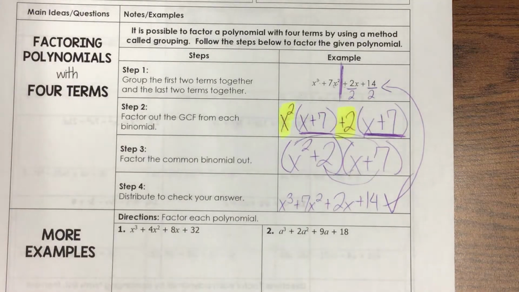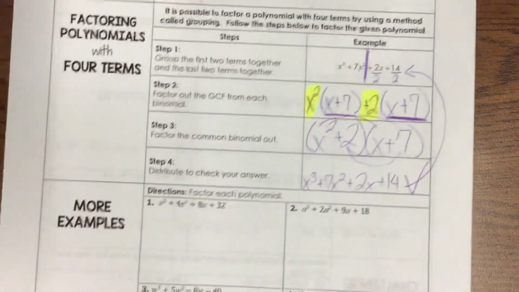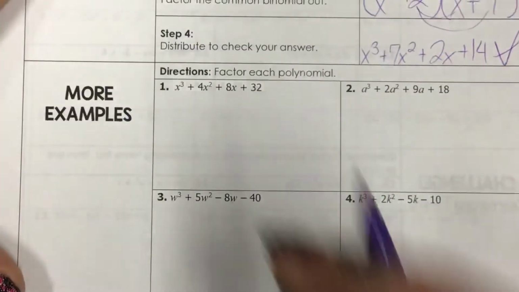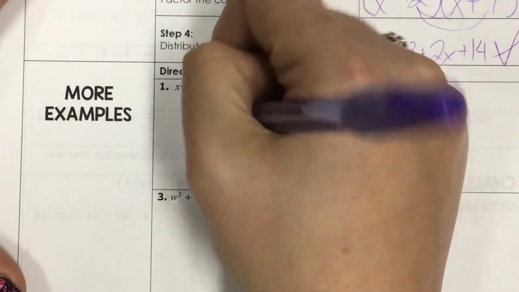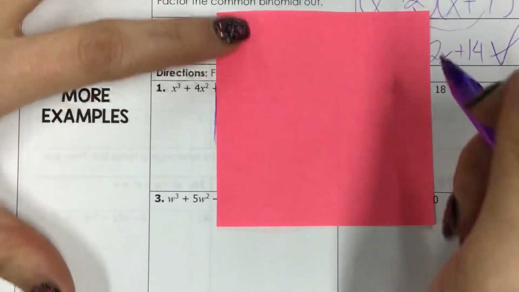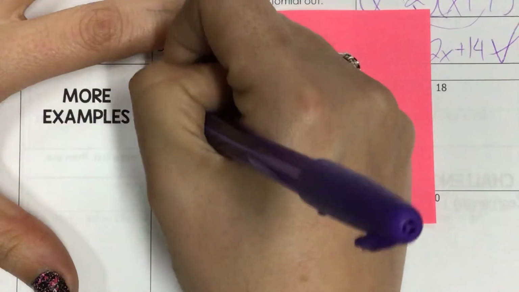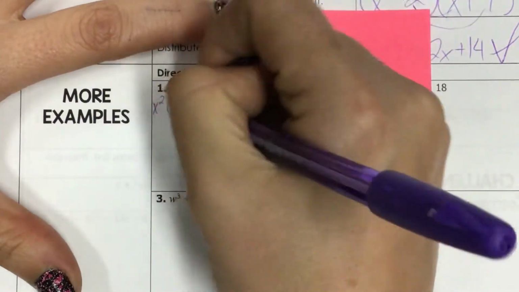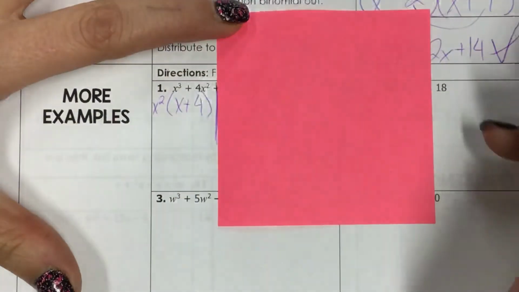We're probably only going to do one more of these together. And then I'm going to turn you loose for a little bit. Take them, divide them in half. If you want a Post-it note to cover up your work, we can totally make that happen. Out of both of these, I'm going to factor out an x squared. So I'm left with x plus 4.